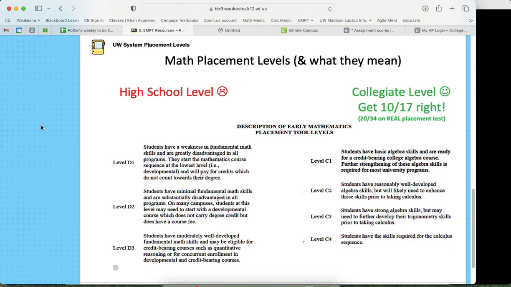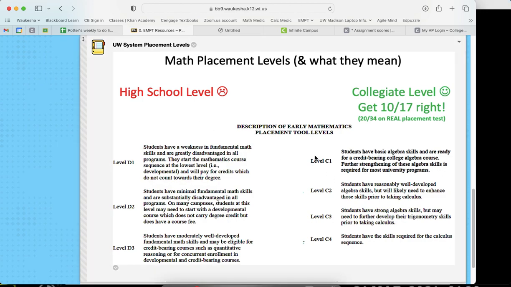So the idea then is, obviously you have to work on your math skills and get those all shored up. But the other thing is to know about the EMPT placement tests and how to play the game, because there is a component of that as well. And so we're going to talk about the component of playing the game here.